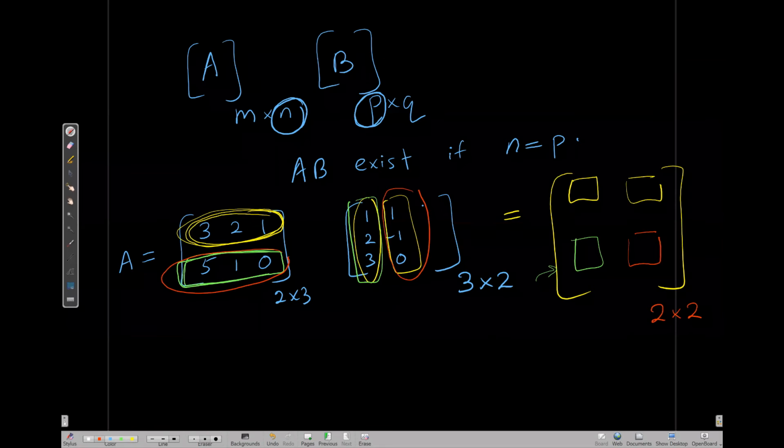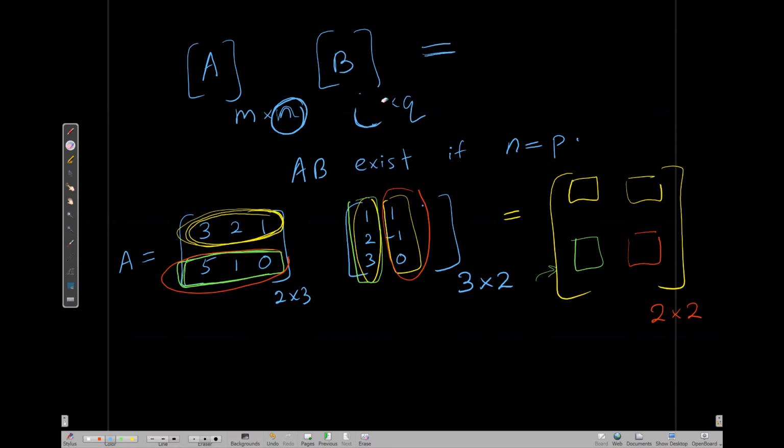So what is the rule here? The rule is this: these numbers n and p must be the same. So I put n here. M cross n times n cross q. The resulting matrix, if I call it C, its size, see in this example, 2 by 3 with 3 by 2, you get 2 by 2.